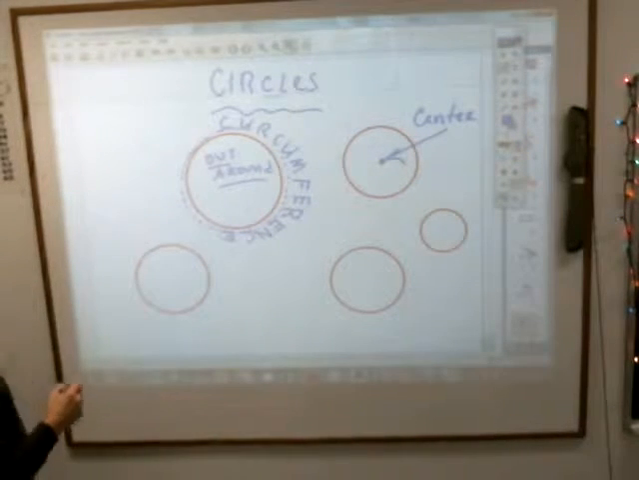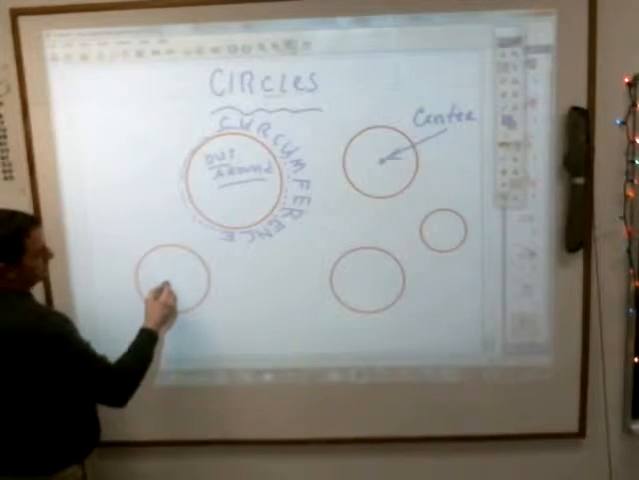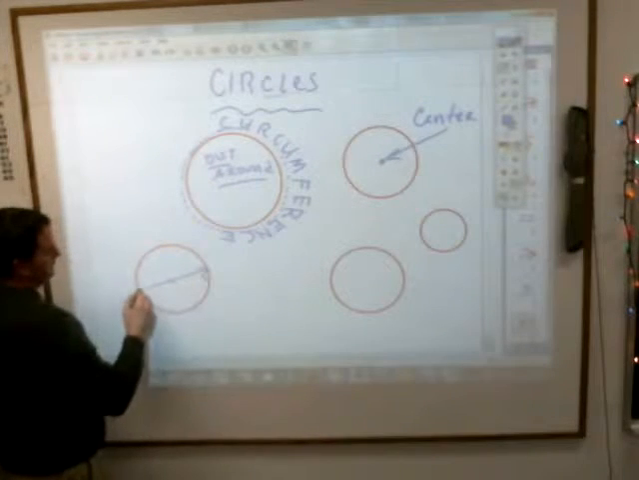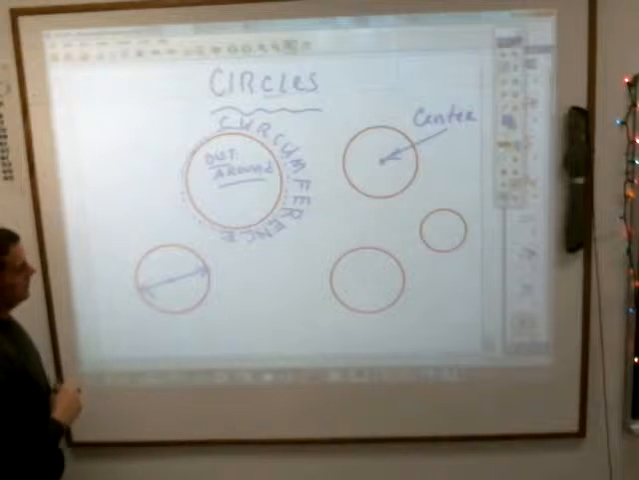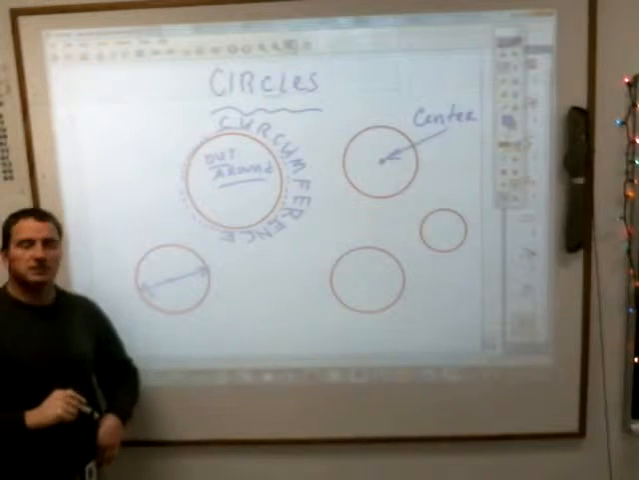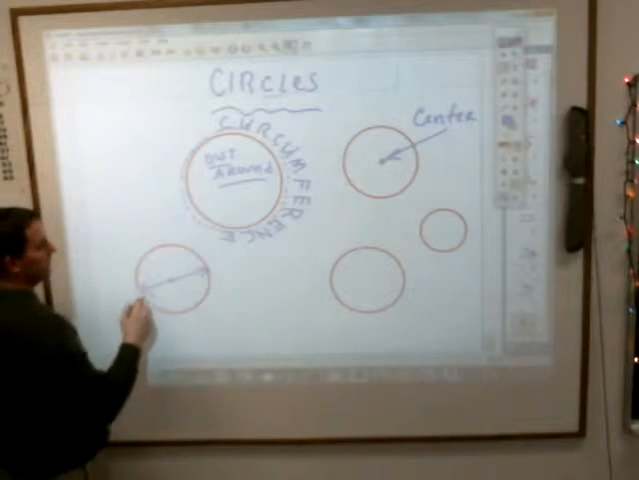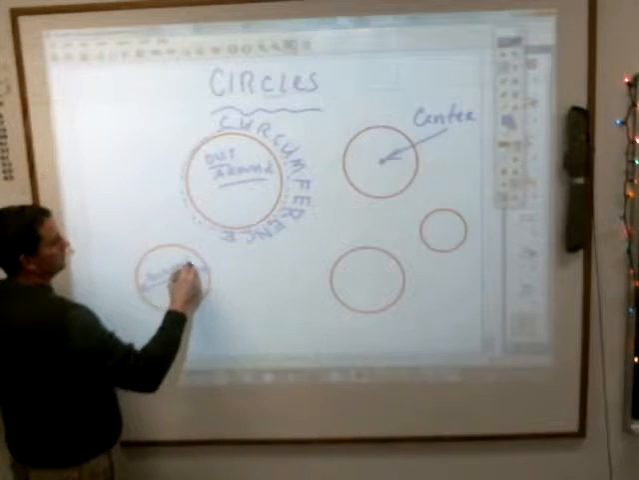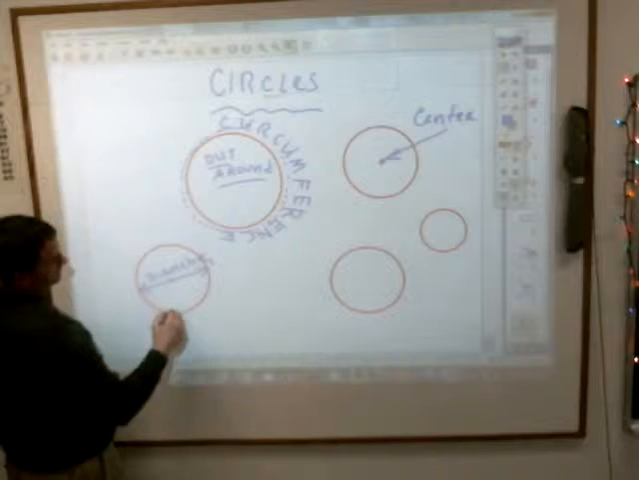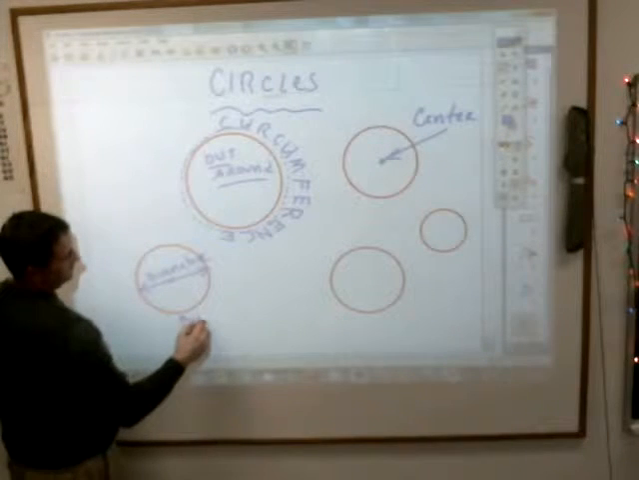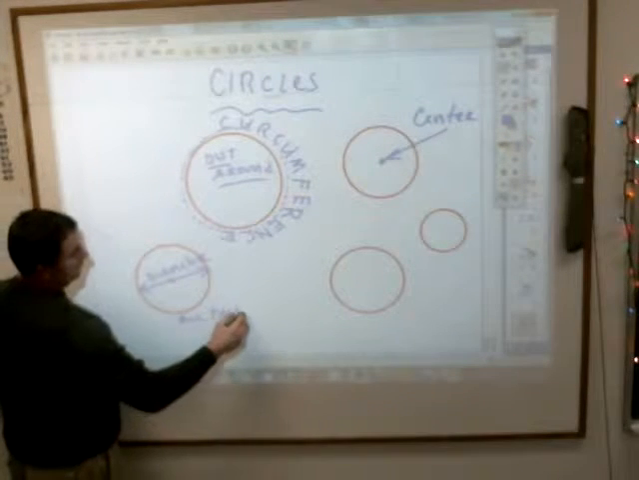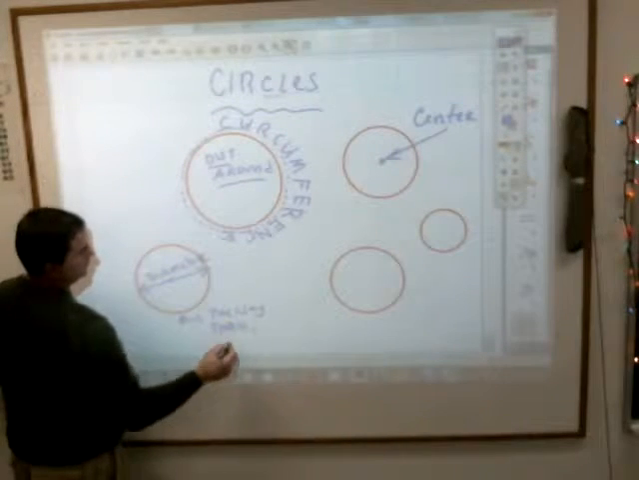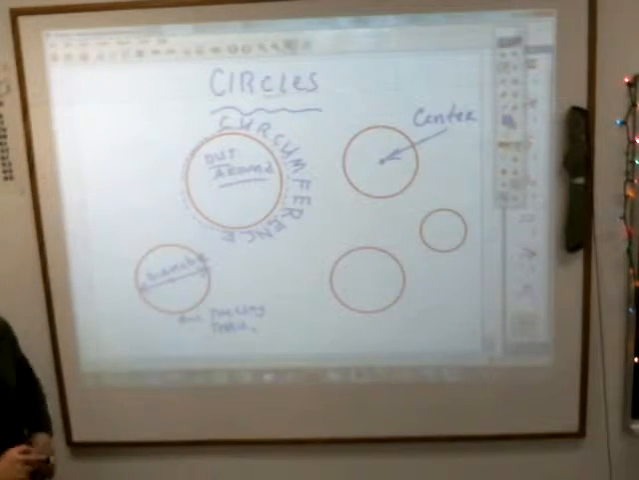If you go through the center from one end to the other, anybody know what that's called? It is not the radius, Maggie, it is the diameter. It goes all the way through. All the way through, from one end to the other end.